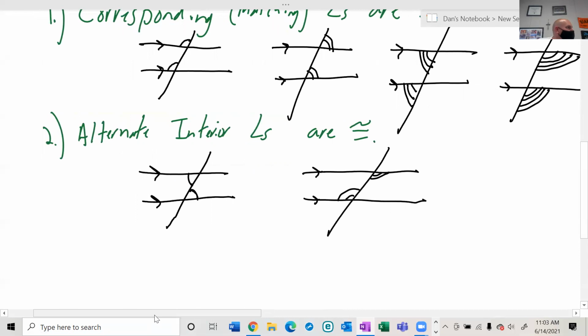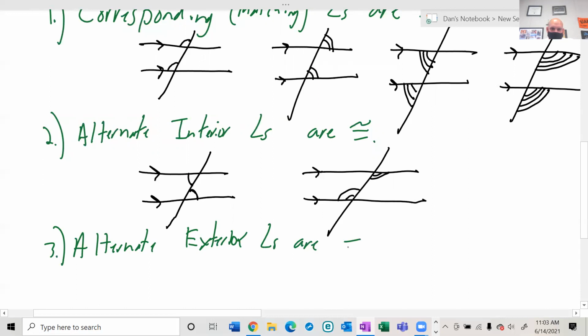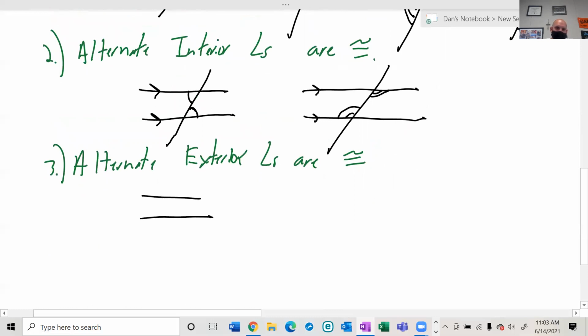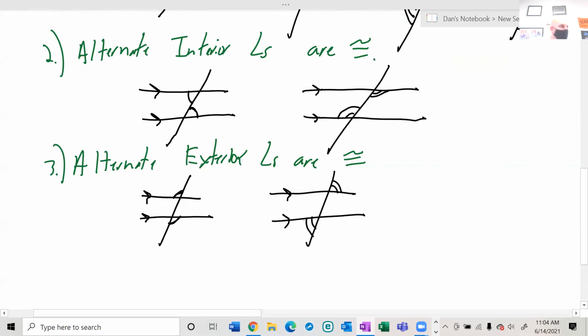The next one. If I'm going too fast at some point, just raise your hand and start yelling at me. Alternate exterior angles are congruent. Two parallel lines, a transversal. These would be the alternate exterior. See how they're going back and forth across the transversal, and they're on the exterior. Two parallel lines, a transversal. Those two, alternate exterior.